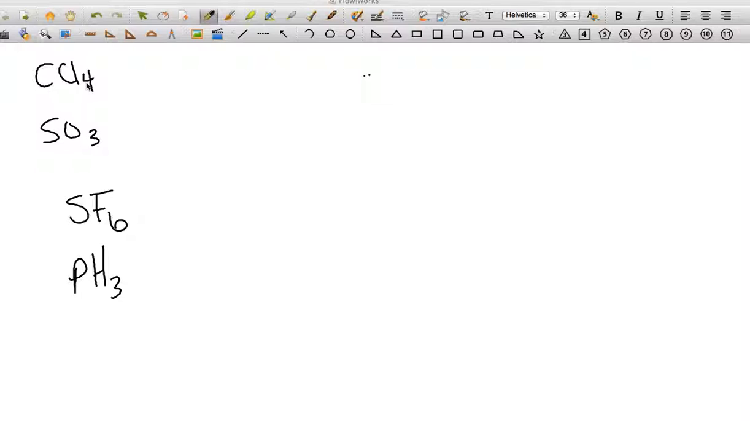So if we've got carbon tetrachloride, carbon's got 4 valence electrons, chlorine's got 7, but there's 4 of them, so there's 28. That's 32 electrons, which is 16 pairs. That's just doing our valence electrons from the periodic table. So I'm going to go over here and draw it.